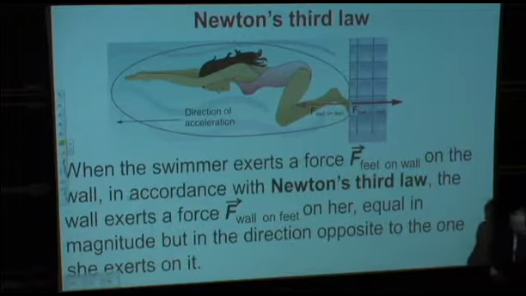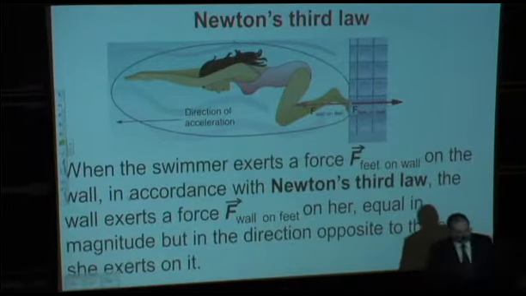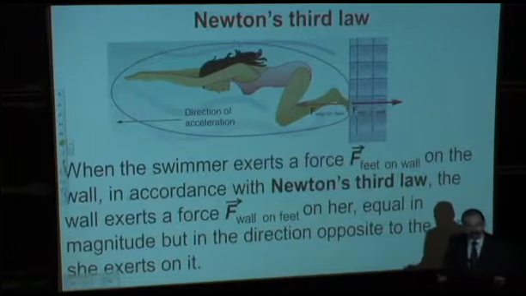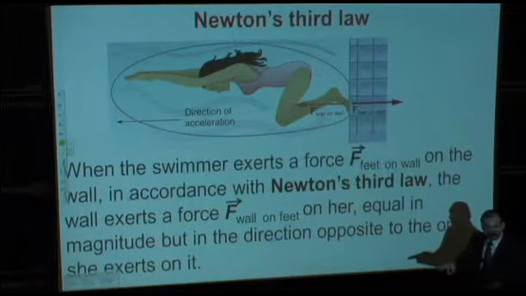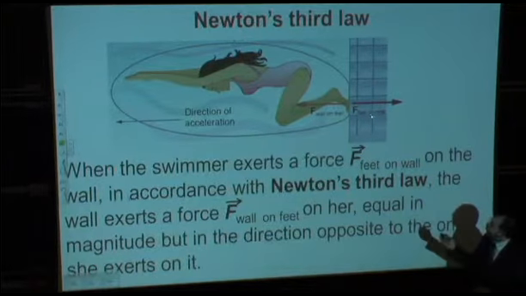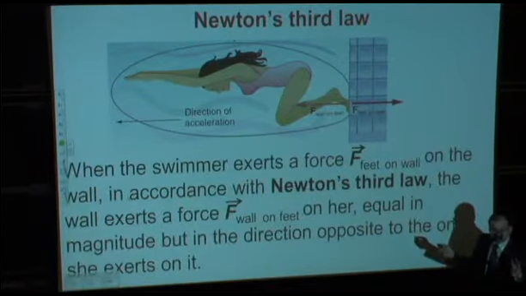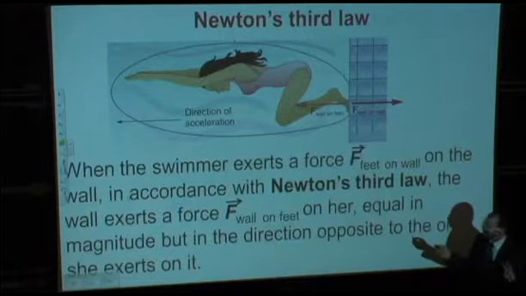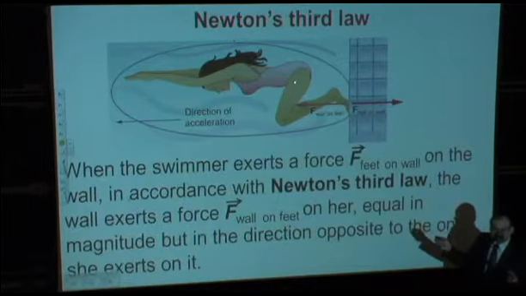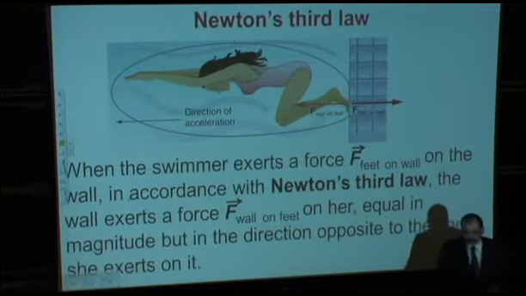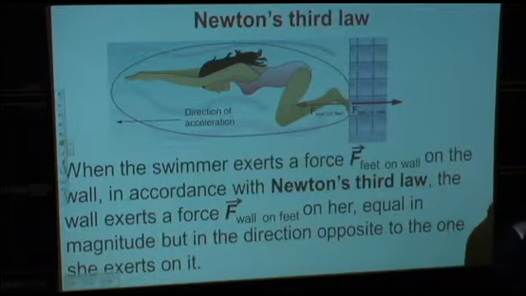So this is a picture of many, many possible situations when we should think about Newton's third law. The swimmer lady pushes on the wall. So this is the force acting from the lady on the wall. Newton's third law tells us there is supposed to be a force with opposite direction and the same magnitude, acting from the wall on the lady, and that force propels her.